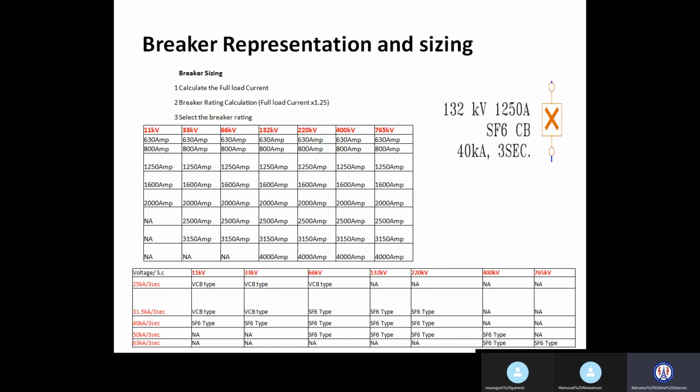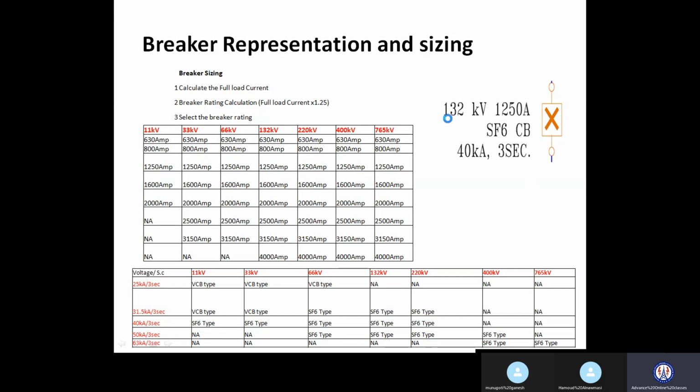That is the classification. And third, we are representing the fault current rating of a breaker. Fault current rating of a breaker means, for example, this feeder you are using in 132 kV, and the standard fault current rating for 132 kV is 40 kA. Those feeders' fault current rating is 40 kA. So your breaker breaking capacity is 40 kA for 3 seconds. So this is the breaker representation part.